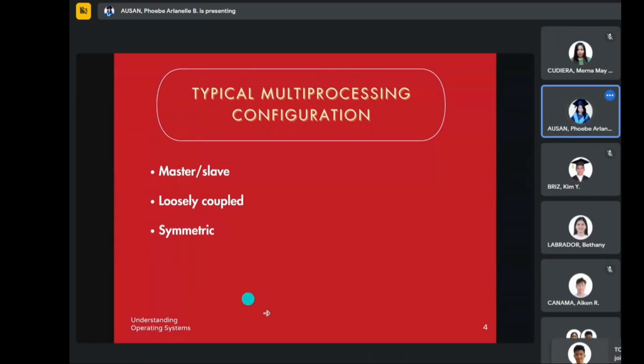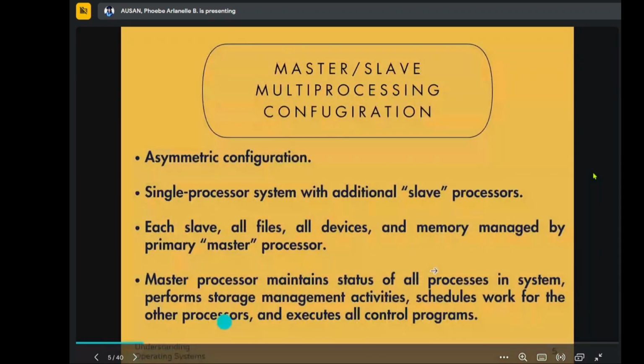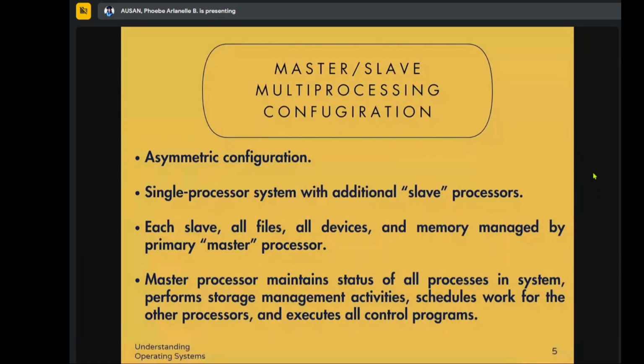We have three types or categories of typical multiprocessing configuration. First is master or slave. Next is loosely coupled multiprocessing configuration, and next is symmetric multiprocessing configuration. We will differentiate these three types of typical configuration. First is the master or slave multiprocessing configuration. What is master or slave multiprocessing configuration? Master slave configuration is an asymmetric configuration. Later on I will differentiate symmetric and asymmetric. Let's first focus on the types or categories.